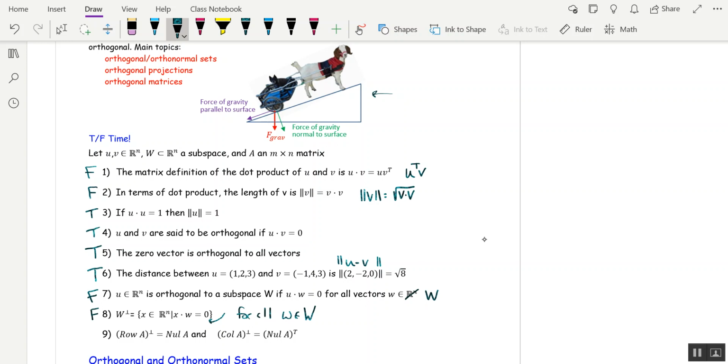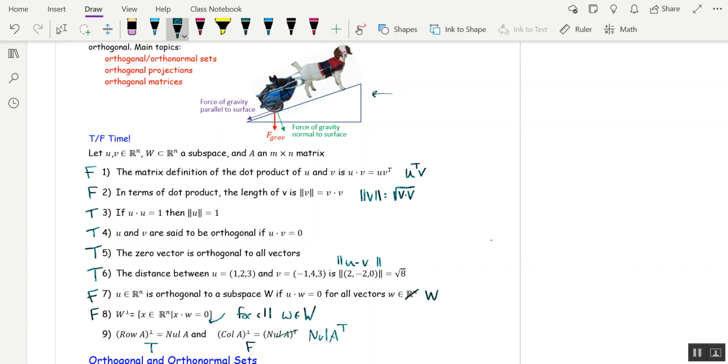Number 9 is a combination of true and false. This piece is true. Row A perp is null A. This piece is false. It doesn't make sense to take the transpose of a vector space. You can only take the transpose of a matrix. It should read Col A perp is null A transpose.